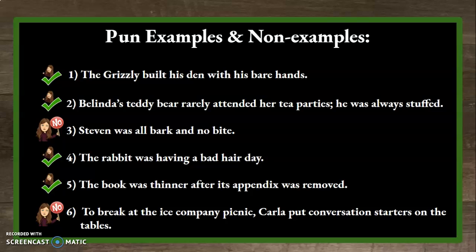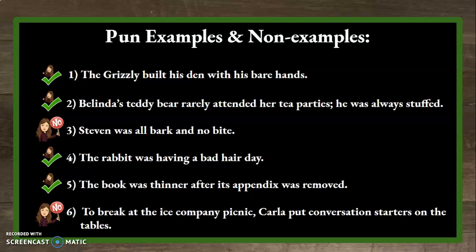Number 4, the rabbit was having a bad hair day. The word hair, H-A-I-R, in this case means, like your hair doesn't look very nice. But in this case, it could also be interpreted as H-A-R-E. A hare is another word for rabbit, a synonym for rabbit. So that's the play on the word there.